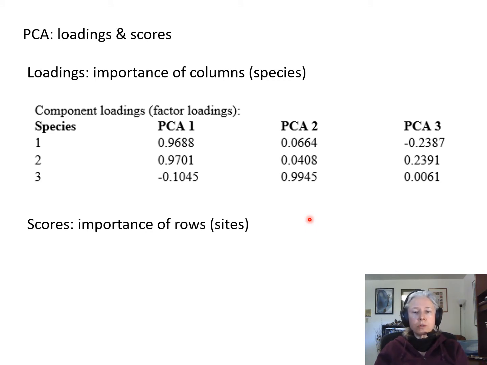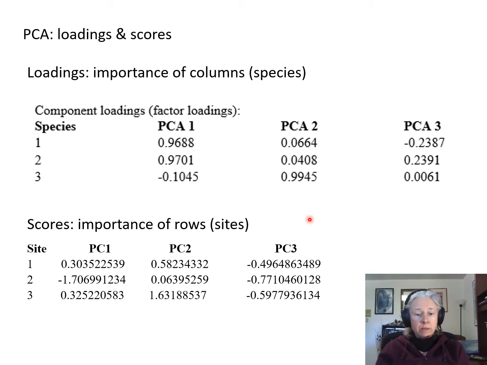For scores, scores assess the importance of your rows, your samples, or your sites. And in this example here, PC1 is most affected by site 2 and PC2 by site 3. The positives and the negatives mean something only within the same PC axis, not across axes. So you look at plus and minus within a principal component rather than across. So you factor each principal component as its own unit. Okay, so this is how you assess the importance of species and sites on your principal components.